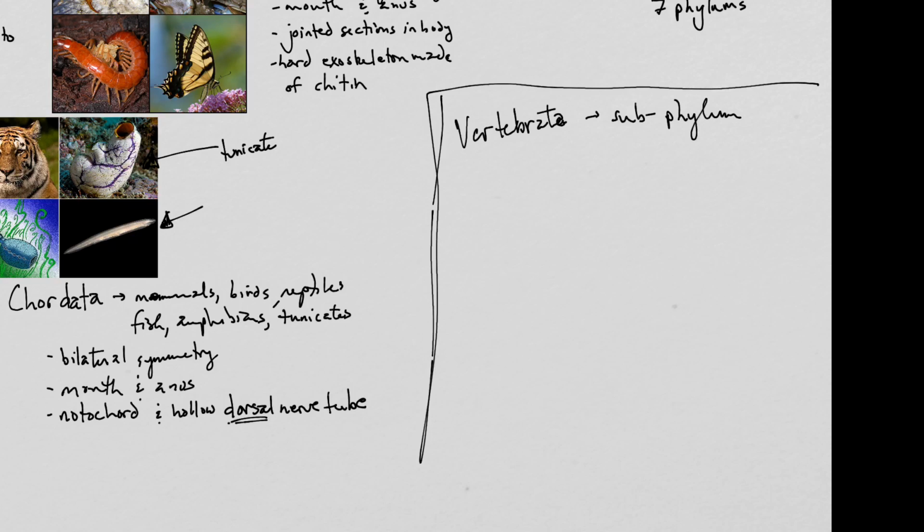And so what we're going to do right now is go through 5 classes. Remember, kingdom, phylum, class. So we're going to go through 5 classes of subphylum Vertebrata. I'm not going to have any pictures on here for this one because I believe you know what these things are. Okay, let's start with fish.